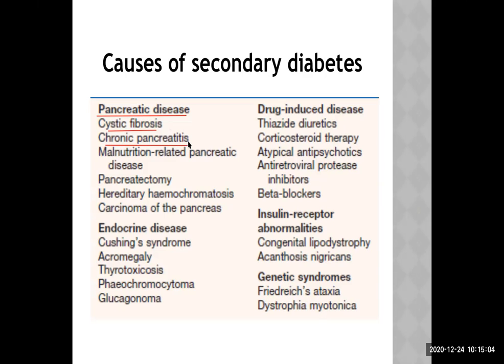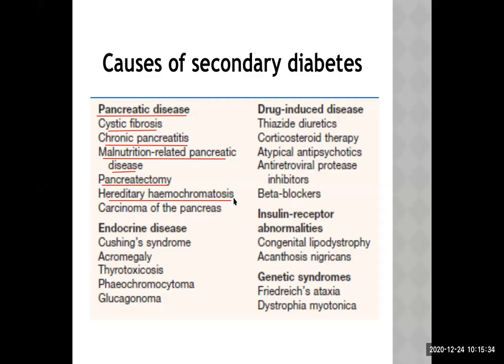The main causes are alcohol and gallstone. There are so many other causes. Chronic pancreatitis can also damage the pancreas gland badly and lead to secondary diabetes. Malnutrition related pancreatic disease, pancreatectomy, removal of the pancreas, hereditary hemochromatosis. This is the genetic type of hemochromatosis, or primary hemochromatosis, you can say.